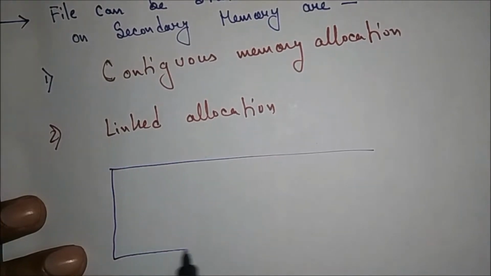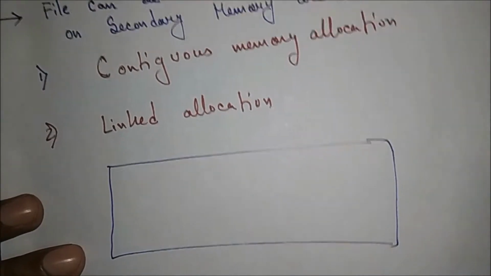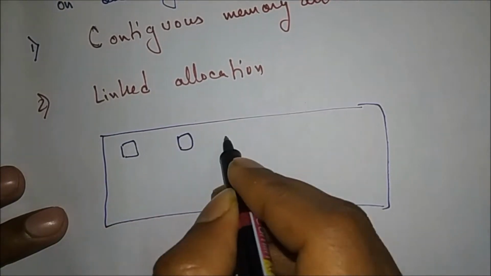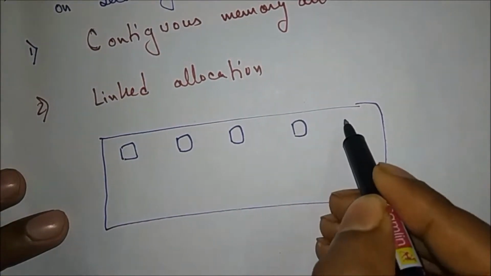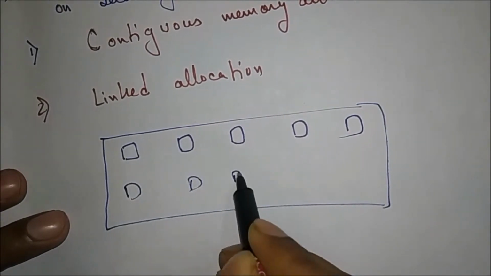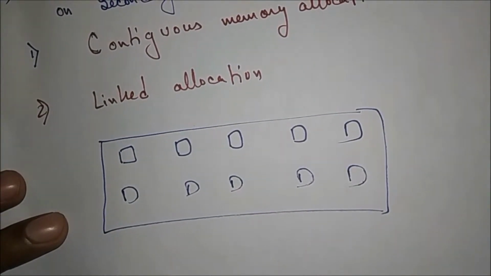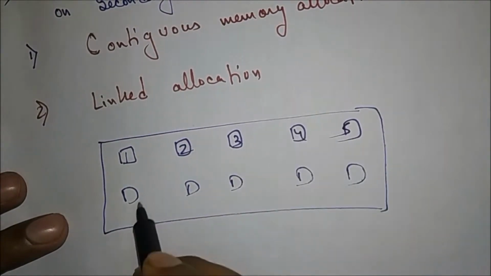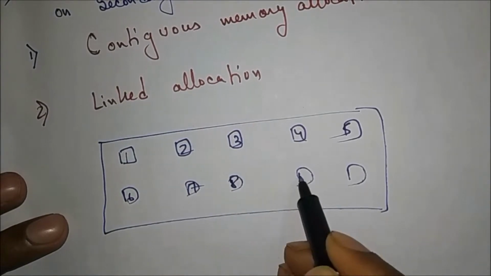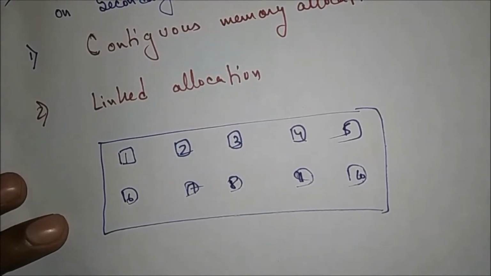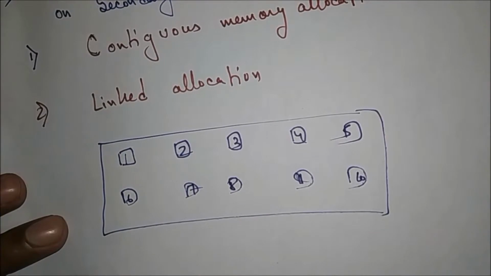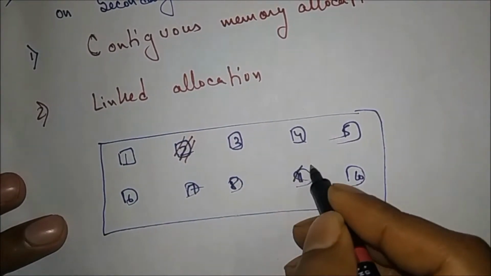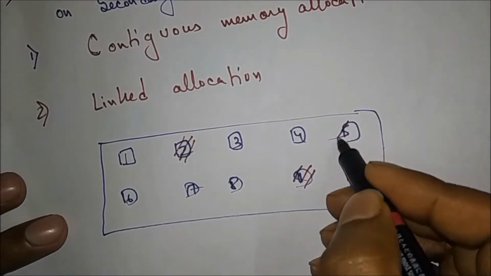See, if this is the secondary memory or hard disk, and these are the blocks 1, 2, 3, 4, 5, and so on up to 8, 9, 10. Now you have stored a file on block 2. The next file you store on block 9. The next file you store on block 5.